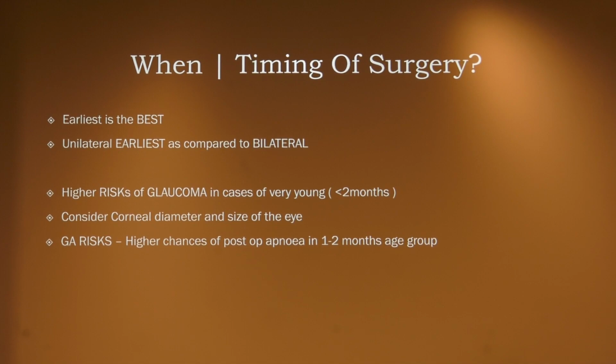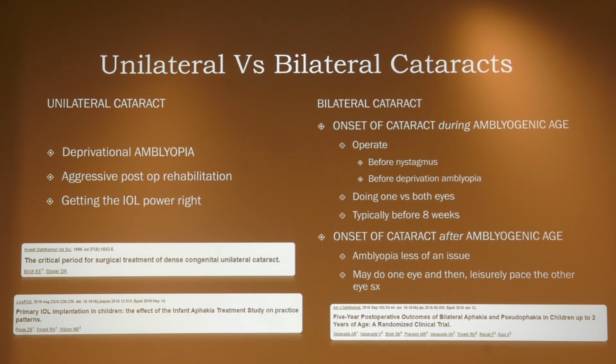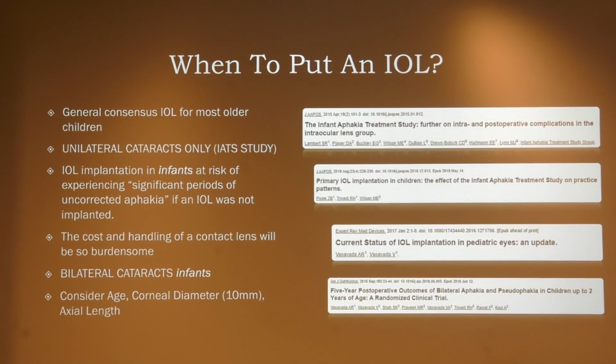So what is the timing of surgery? Remember, if it's visually significant, earliest is the best, and in unilateral, earlier than earliest as compared to the bilateral. High risk of glaucomas in very young children has been documented, and consider corneal diameter, the size of the eye when you're doing examination under anesthesia. Also consider GA risks. There are higher chances of post-op apnea in 1 to 2 months age group. So we have the unilateral study, the IATS, which has given us very good guidelines, and the bilateral cataract study, which has come from India itself, which has compared the onset of cataract, the timing of cataract, and whether the IOL should be implanted. So when do you put an IOL?